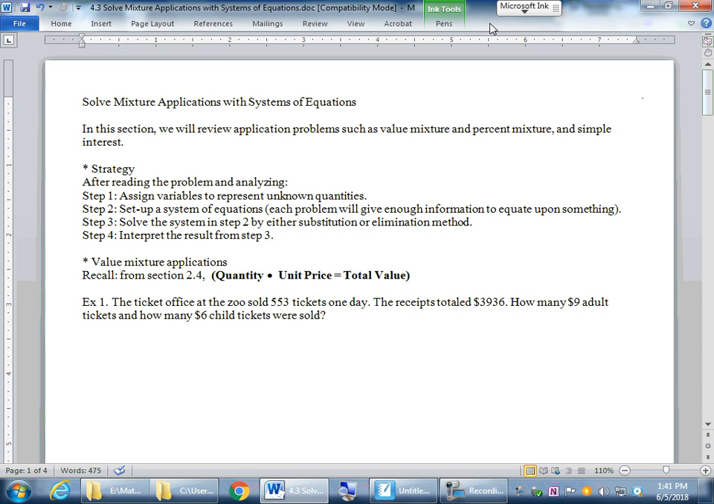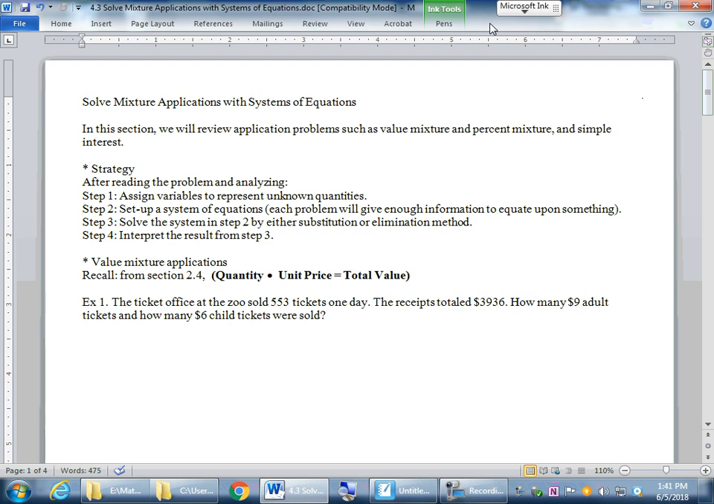In this session, we're going to solve value mixture, percent mixture, and simple interest applications that we saw in 2.4 by a system of equations. So the formula doesn't change.